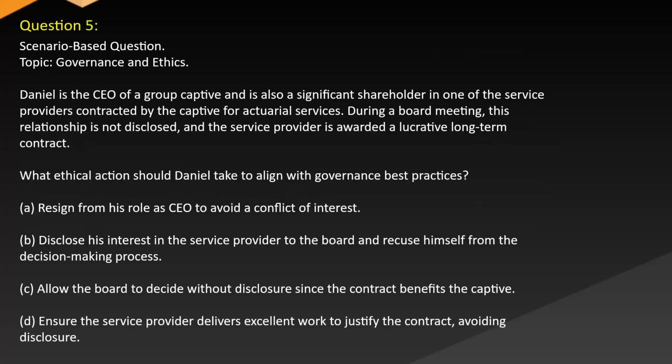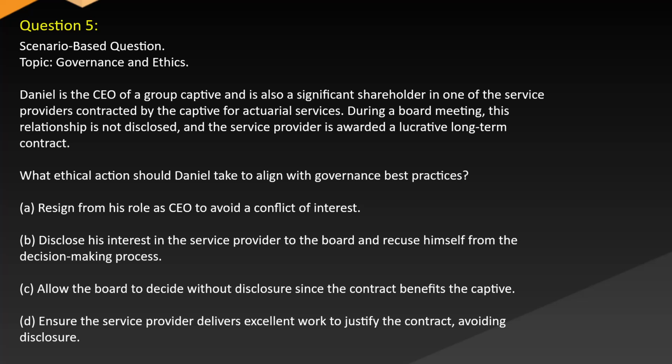Question 5. Scenario-based question. Topic: Governance and ethics. Daniel is the CEO of a group captive and is also a significant shareholder in one of the service providers contracted by the captive for actuarial services. During a board meeting, this relationship is not disclosed and the service provider is awarded a lucrative long-term contract. What ethical action should Daniel take to align with governance best practices?